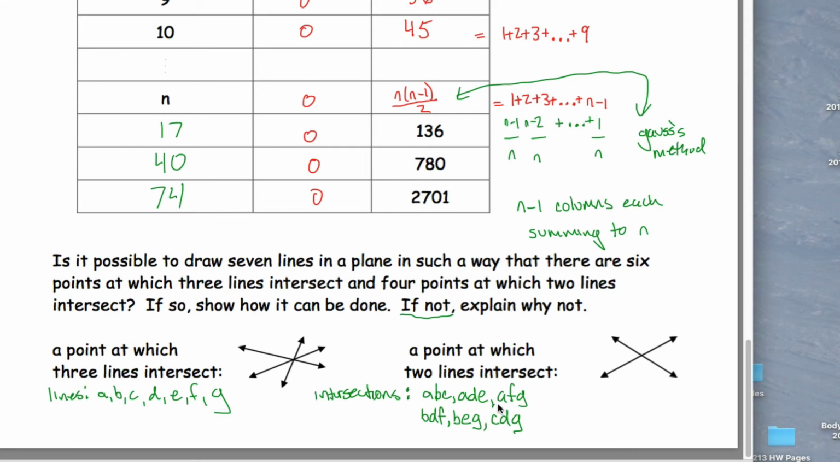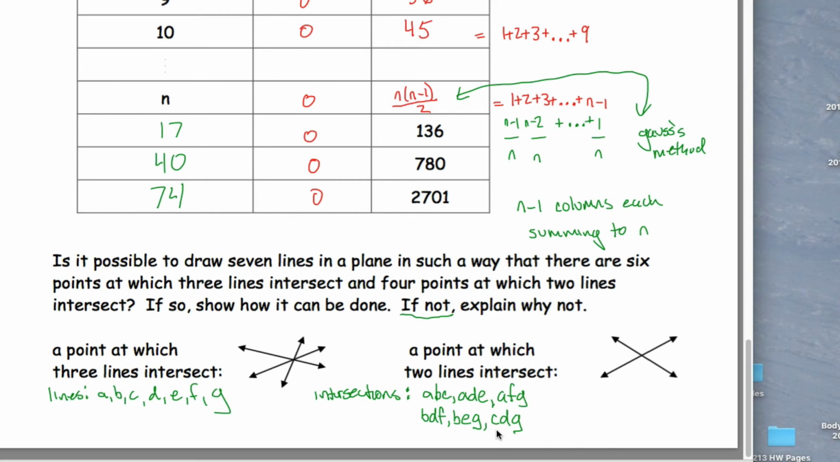So I'll start with C. B and C. Would that work? Nope, right here, B and C already intersected. What about B and D? Nope, already intersected here. B and E? Nope. B and F? Nope. B and G? Nope, that ain't going to work either. So nothing I can do with B's. What about C's? C and D?